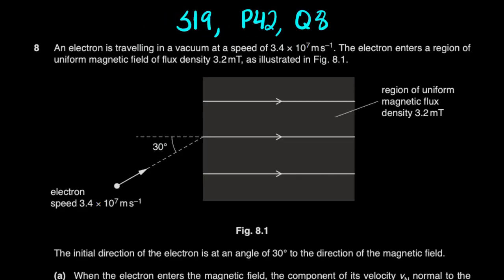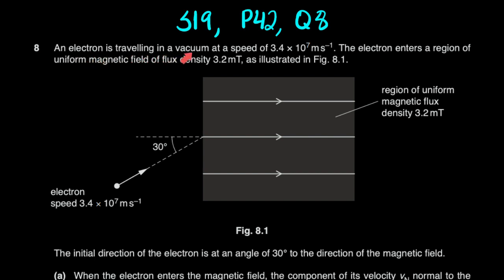So as promised last time, we'll be having a look at an example question on circular paths. This question is from summer 19, paper 42, question number 8. So this is the question.